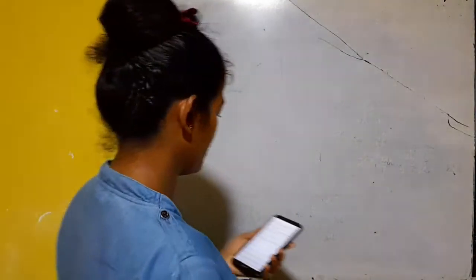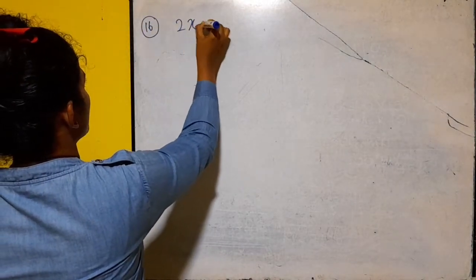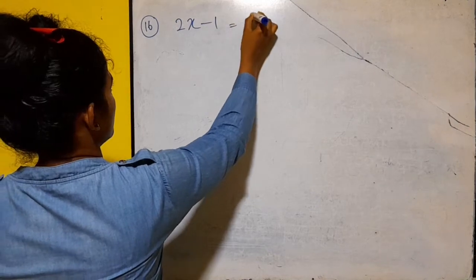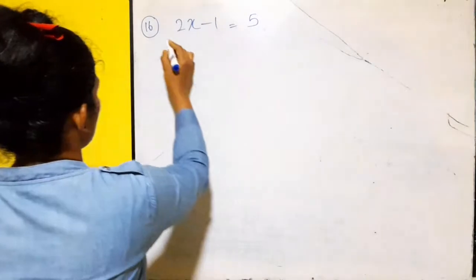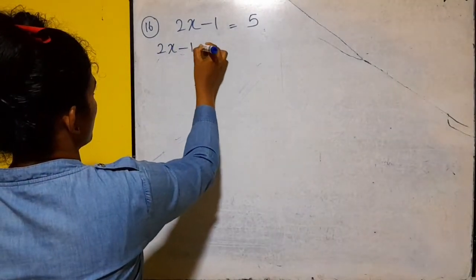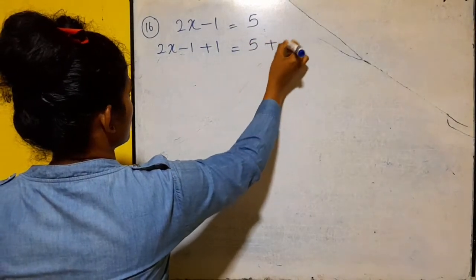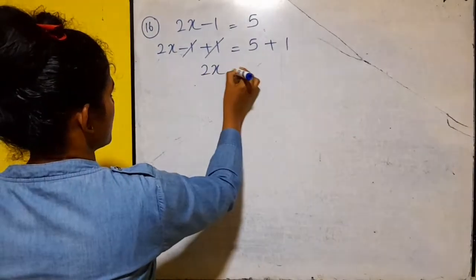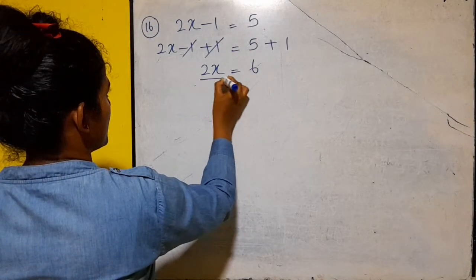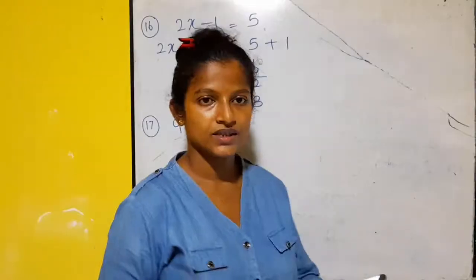Question number 16. Solve. You are given a simple equation. 2x minus 1 equal to 5. First you have to remove this minus 1. For that you have to add 1 to both sides. 2x minus 1 plus 1 equal to 5 plus 1. Then minus 1 and plus 1 is removed. 2x equal to 6. Then divide both sides by 2. That is x equal to 3.